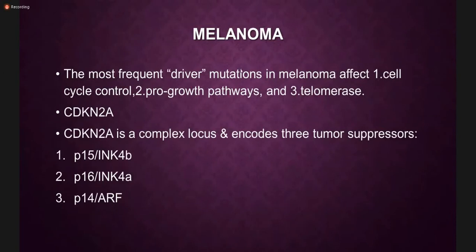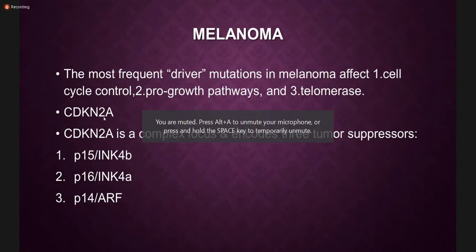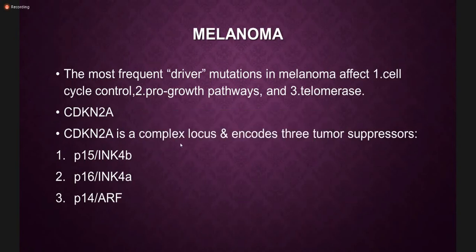So the most frequent driver mutation in melanoma affects three parts. It's a multi-step process, so multiple mutations are acquired and three areas are affected. The first is cell cycle control, the second is pro-growth pathways, and the third is the telomerase pathways. Coming to the first one, cell cycle control: CDKN2A is the main focus of mutation present in melanoma.